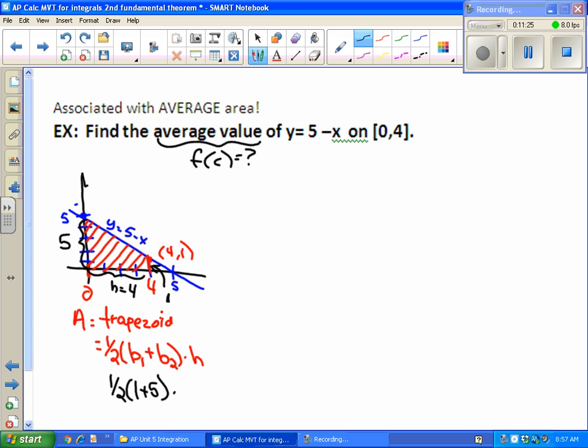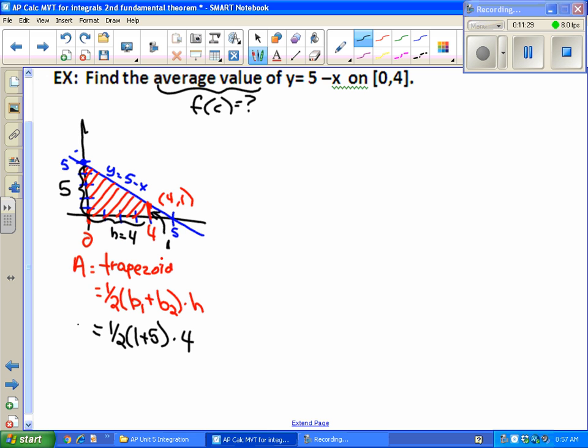4. Right. Okay, so let's go ahead and calculate the area. What's the area of the trapezoid? So 1/2 times 6 times 4. 3 times 4, which is what? 12. So that would be 12 square units of area. So far, so good?